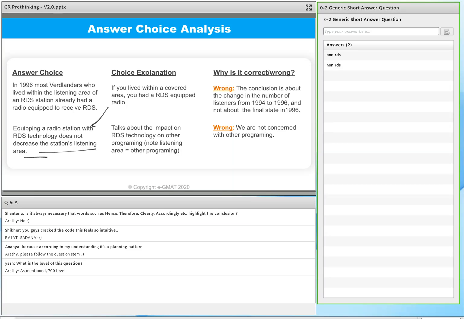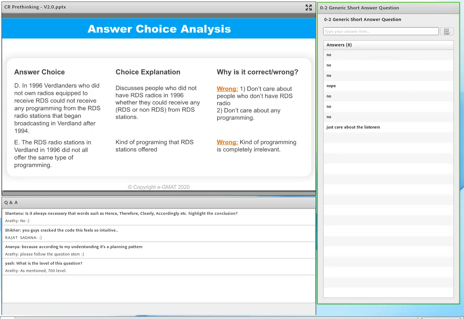Do we care about non-RDS programming in my conclusion? Do I care about it? No. This is out of scope. Had you just looked at the conclusion, you could have rejected this. You just care about listeners who get special programming, not listeners who get any programming, but special programming only. Remember, there are 2 filters in my conclusion. Actually, one was Verlanders, not listeners, because we're not worried about people who live in other areas, just Verland. And then we are only concerned about special programming. And then the third thing is comparison with 1994. Okay, so we're not concerned about other programming, so this is irrelevant.